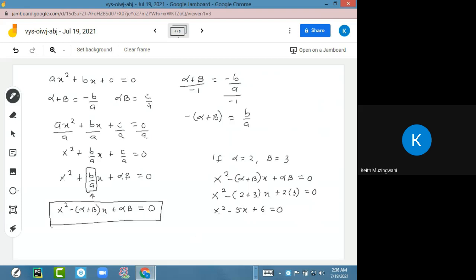So if you are given the roots and they ask for the equation, this is what you do to the roots so that they give you the equation. If you start from here and you solve for the roots, you for sure find 2 and 3. So that now we can freely go to question 4.